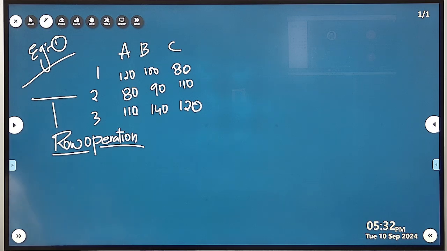Can anyone tell me, what is meant by row operation and column operation?